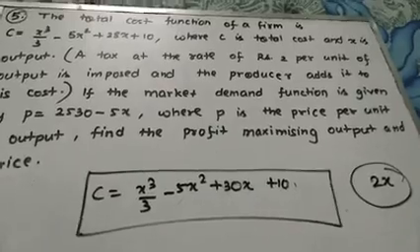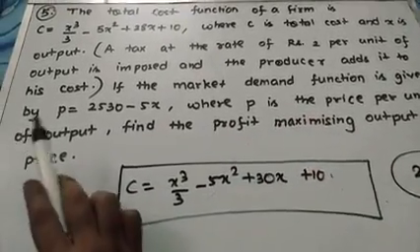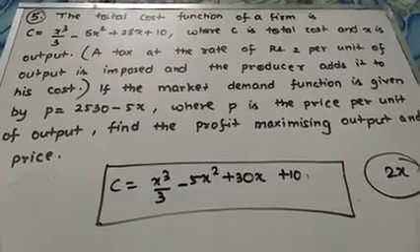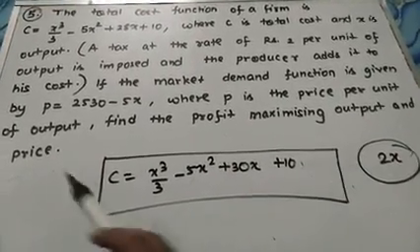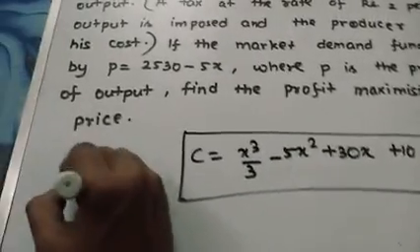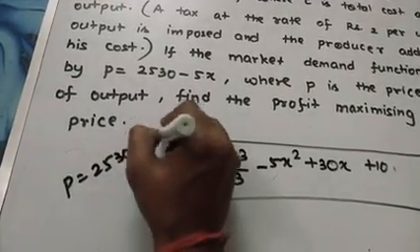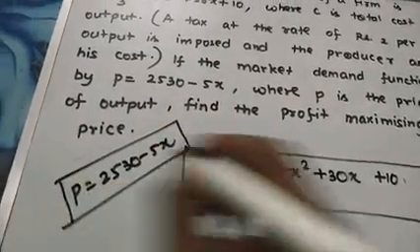Okay. Now, if the market demand function is given by P equals 2530 minus 5x, where P is the price per unit of output. So what is given to you? P is given to you: 2530 minus 5x. This is also given to you.